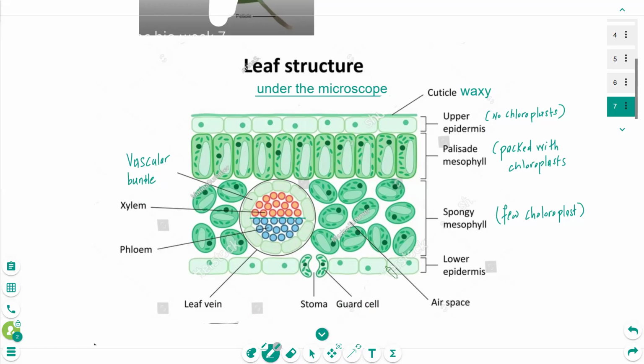Then the bottom layer of the leaf has the lower epidermis cells. They don't have any chloroplasts either, right? And then in the lower epidermis, we have some sausage-shaped looking cells. They are known as guard cells. And between the guard cells, we have some pores, which are known as stomata.